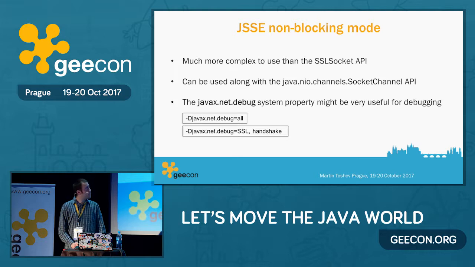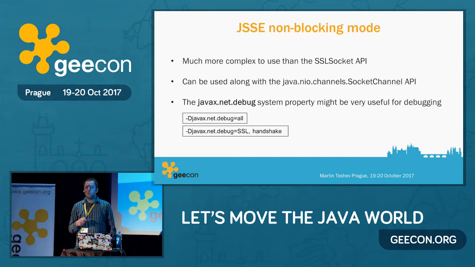Now, there is one major drawback with the SSL Engine API, and that is that it's much more complex to use than the SSL Socket API. Typically, it can be used with an API called Socket Channels, which has been out there since Java 1.5. And this API basically provides a non-blocking way to establish a client-server communication.